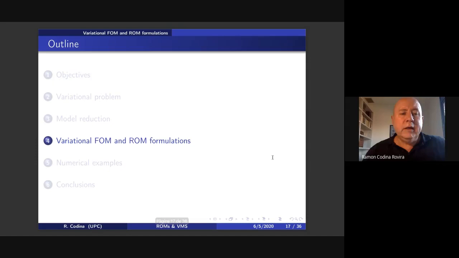Okay, so that was about model order reduction. Now, let me talk a little bit about the variational multiscale method applied to both the full order model and the reduced order model formulation. And as I said at the beginning, our thesis, our claim, is that you can use the same variational multiscale formulation for both the FOM and the ROM, which seems a pretty natural idea, but if you look at the literature, you will see that it's not that common, I would say.